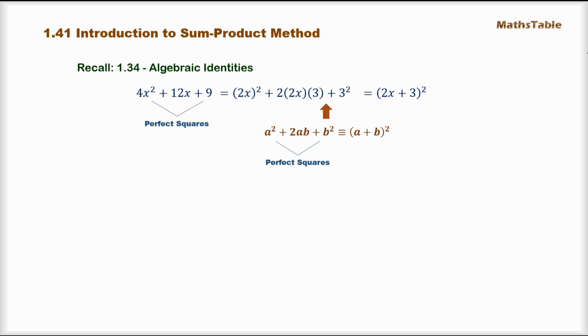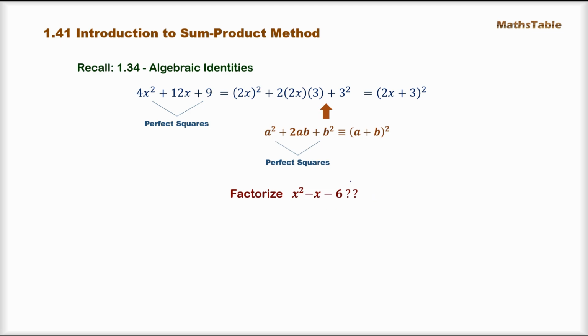But one important thing to note here is that unless the first and the last terms are perfect squares, we cannot apply any of the identities for factorizing the expression. So what if we are given an expression of this kind, x squared minus x minus 6, where the first term is a perfect square, but the last term 6 cannot be expressed as a perfect square of any number? For this, we cannot apply any of the algebraic identities. We need to use some other kind of method.